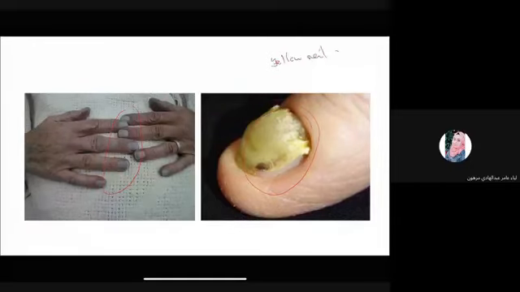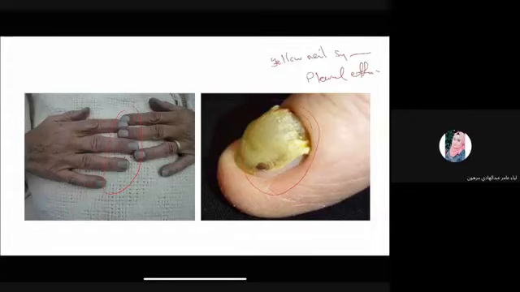Yellow nail syndrome is associated with pleural effusion. Cyanosis, peripheral cyanosis, may be associated with central cyanosis due to lung disease. So this is why it is important to examine the nails. Third part, we are going to look at the dorsum of the hands.